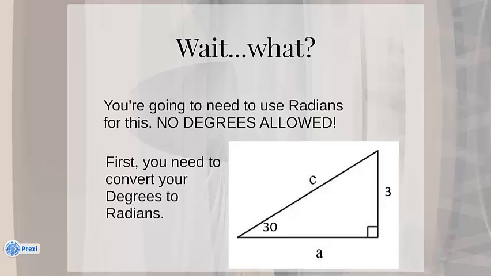So, here's our problem. We have A, which we don't know, B, which we know is 3, and C, the hypotenuse, which we also don't know. We also have an angle 30, which we're going to use as our theta.